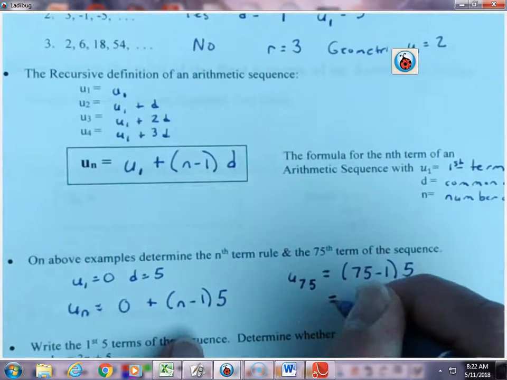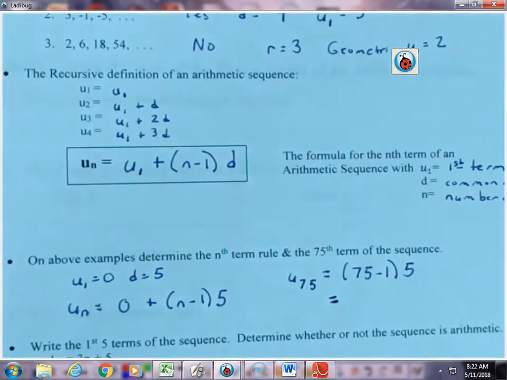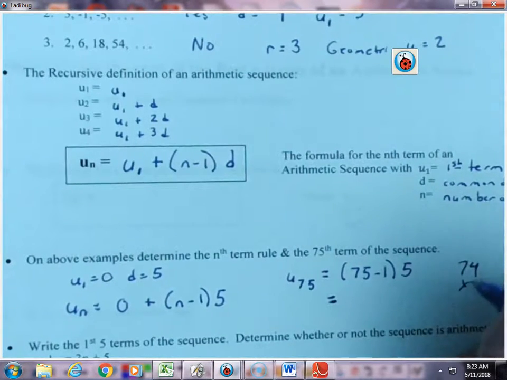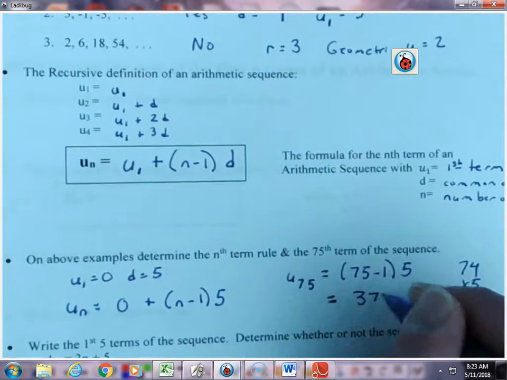Okay, and y'all have calculators, so I'm hoping you'll tell me what that is, because I actually don't know. What is 74 times 5? You going to make me do it? No. 370? Thank you.